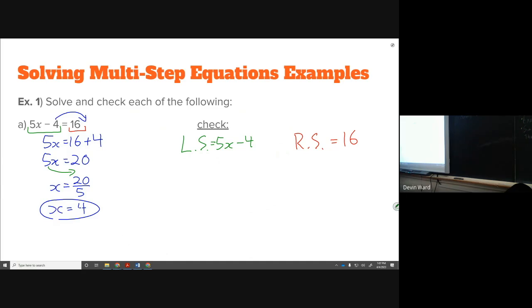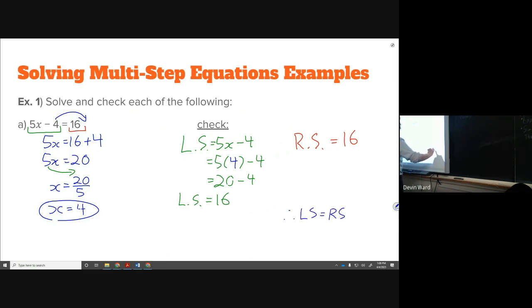Now what I'm going to do is sub in the x value I just found. So I have 5x minus 4 still, but now I'm going to take this 4 and sub it in for x. Since I said that x equals 4, x and 4 are the same thing. So that's why I'm going to sub in my 4. And now I'm going to multiply, because that's BEDMAS, right? So 5 times 4 is 20, minus 4. 20 minus 4 is 16. So my left side equals 16. My right side equals 16. Therefore, left side equals right side.